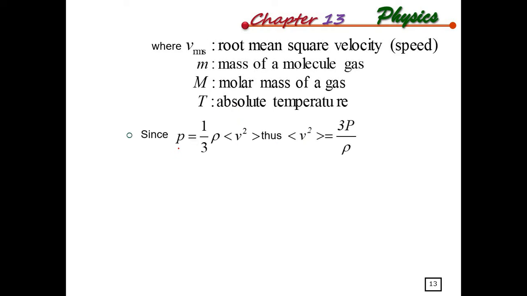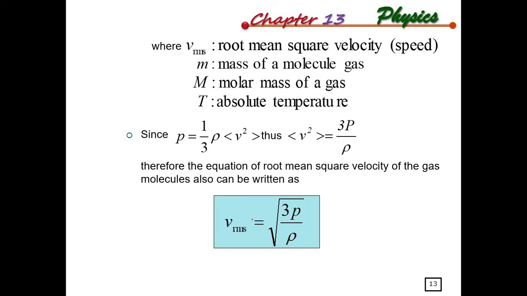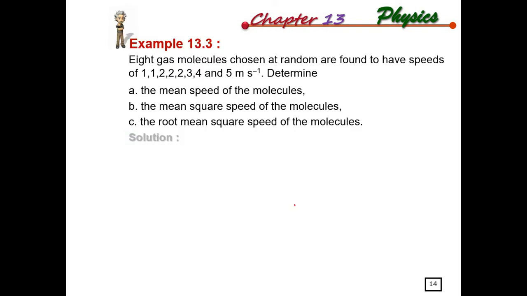Now since we have P equals 1/3 rho times the mean square velocity, by rearranging this formula we have the mean square velocity equals 3P over rho. And when we take the square root, we get the final equation for the relationship between VRMS, P and rho: VRMS equals the square root of 3P over rho. So that means we have three types of equations for the VRMS, concerning the moles of gas and the number of molecules in the container for the gas.